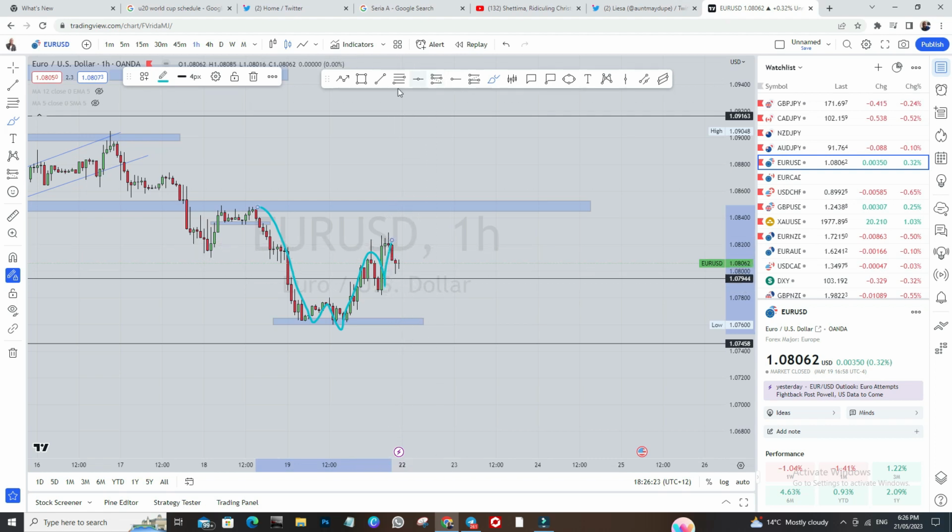So I'll expect price to come and test this level, go up. When it gets here, it's going to react here. It's either going to bounce back, or it's going to break past here. Then I'll start looking for buying opportunities. So that is what I'm going to be looking out for on euro USD.